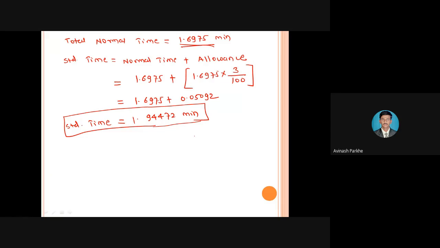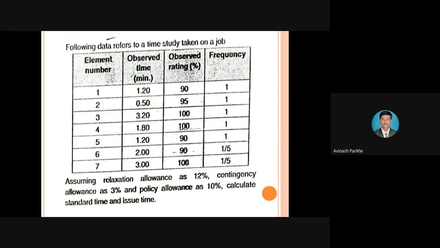So the standard time we have calculated, the allowance on the total normal time is given as a 3% contingency allowance, and at the end by making the additions you will get the standard time equal to 1.94472 minutes. So this is the second problem, and then one more problem we'll take, that is problem number 3.